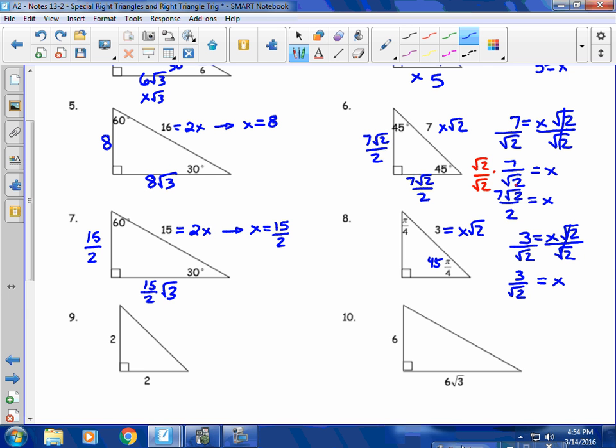But I don't want radicals in the denominator, so what do I do? Multiply top and bottom by radical 2. That means an equivalent form of x is 3 radical 2 over 2. Since that's x and both of these sides are x, 3 radical 2 over 2, those are our answers.